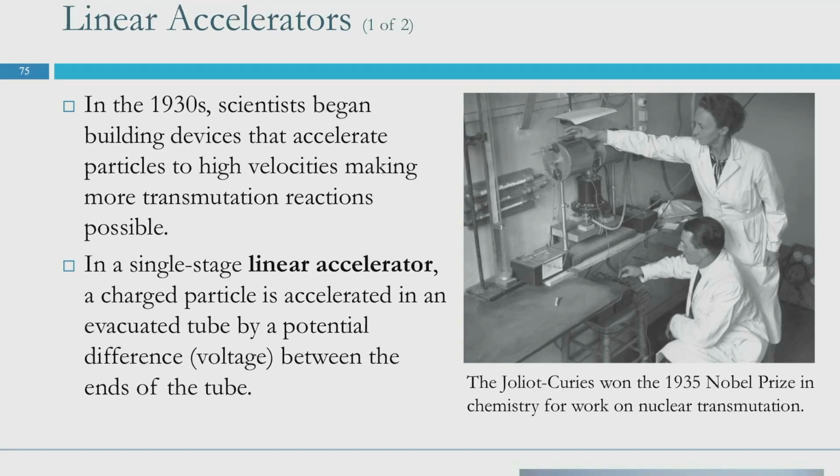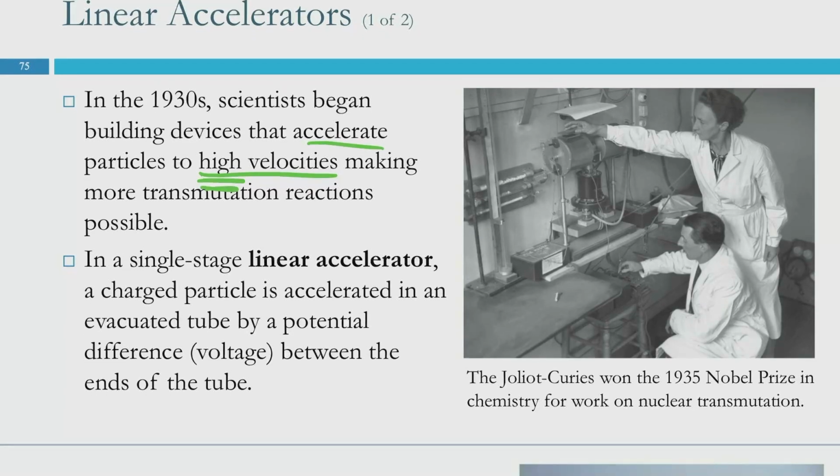In the 1930s, scientists began building devices that accelerate particles to high velocities. And if you're thinking high velocities here, meaning like thousands of miles per hour, we're talking way faster than thousands of miles per hour. So high is a little bit of an understatement here. And accelerating these particles so quickly makes more of these transmutation reactions possible. The faster that you run these particles into each other, the more likely something's going to happen.